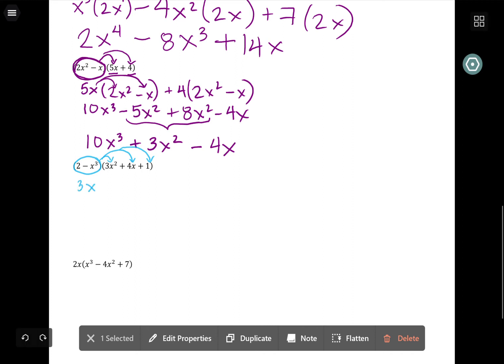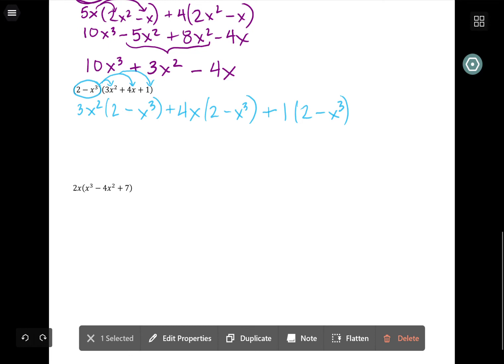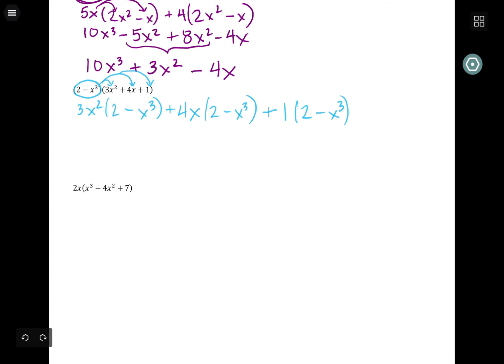So I'll get a 3x squared multiplied by a 2 minus x cubed. I will get 4x multiplied by a 2 minus x cubed. And I will get a 1 multiplied by a 2 minus x cubed. And if you get good at this and you can keep track of it in your head, totally fine with me. I'm going to write it out very carefully for now because I think a lot of us need to practice that before we start being crazy about what we do in our head.